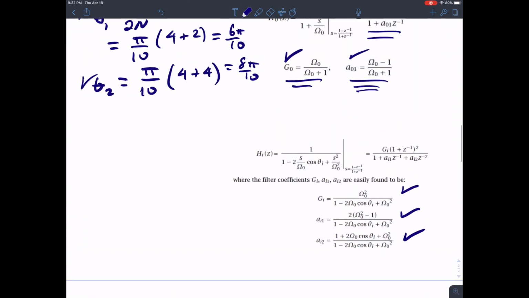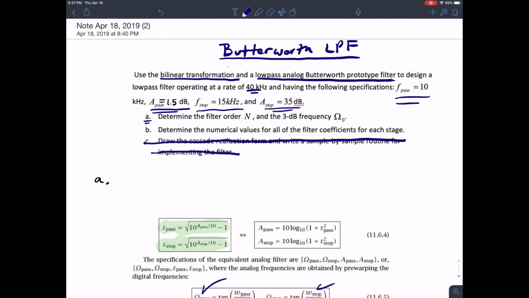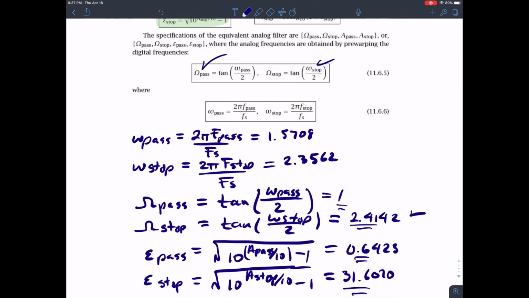All right, so the last part of the problem was to write a cascade realization of these second order sections. We did enough of that on exam 2, so let's just scratch that problem from this review. Hopefully you find that helpful for Butterworth filters.